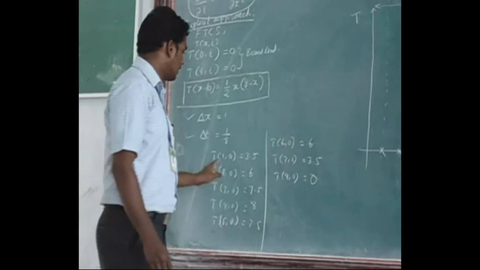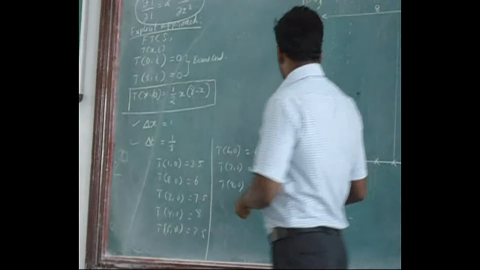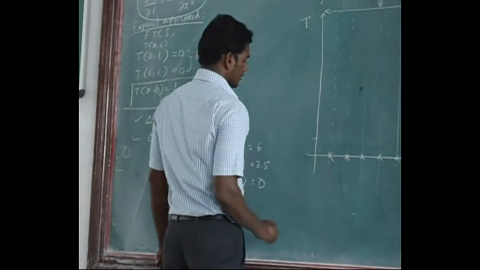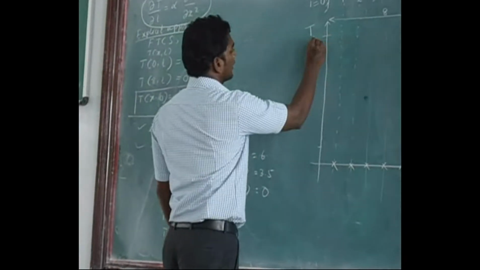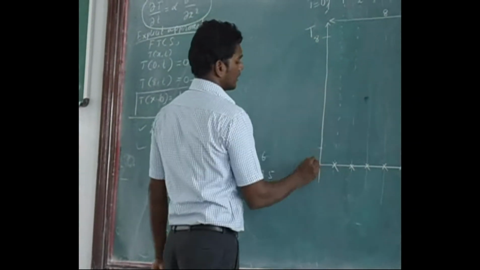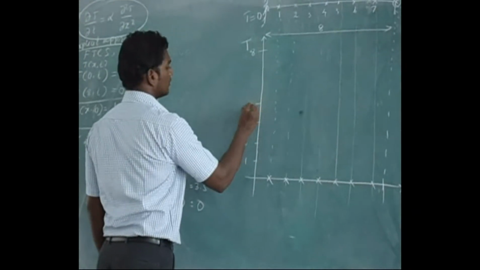So at the 1, 0, the temperature is, I can write, what's the maximum? 8. So maximum I can put here 8. Okay, 1, 2, 8.